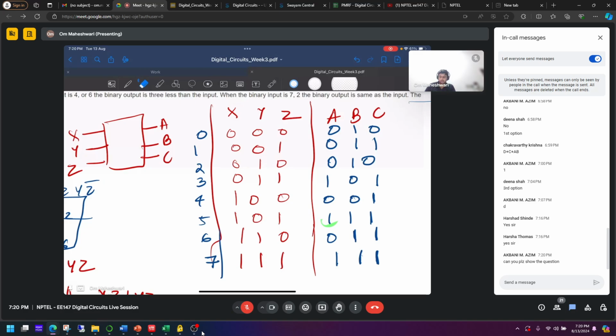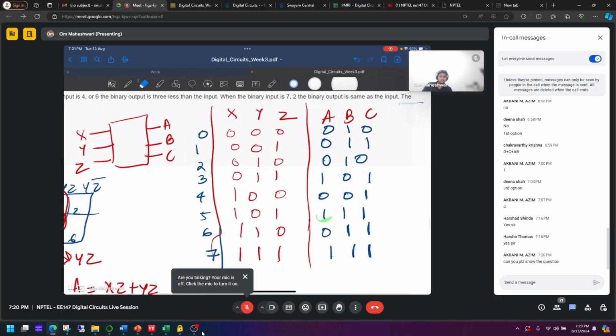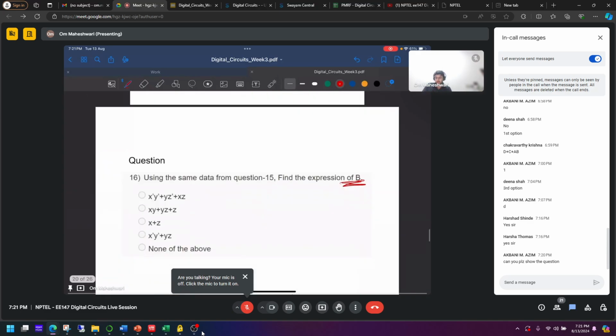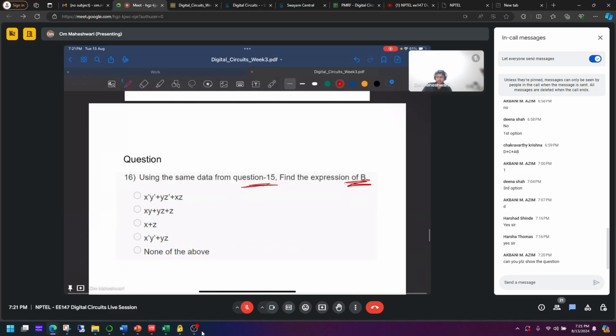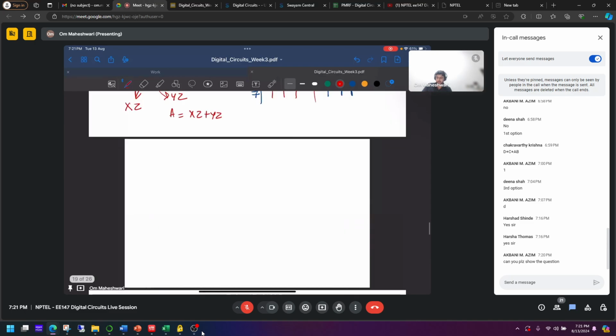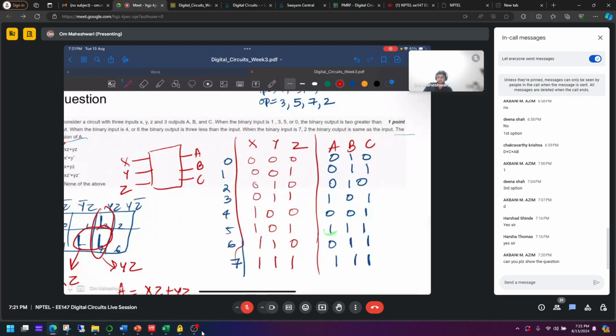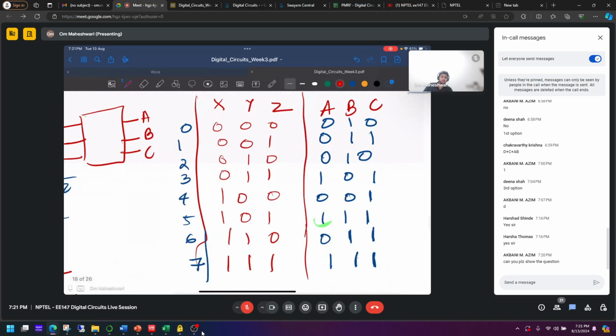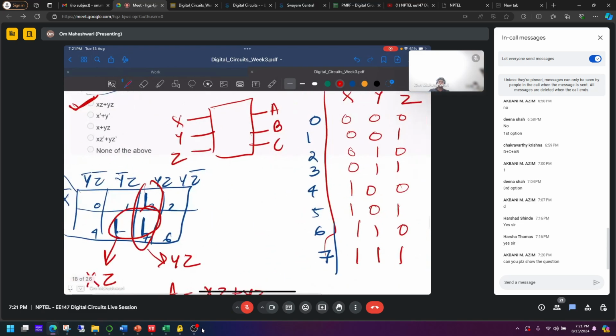Can you please show the question? Question is find the expression of B and C. This is the question. For the same data in question 15, find the expression of B and find the expression of C. Options I will not give you. Just tell me the answers. So use this truth table and find the expression of first B and then C. Just like we did for A here. Same thing you have to do.